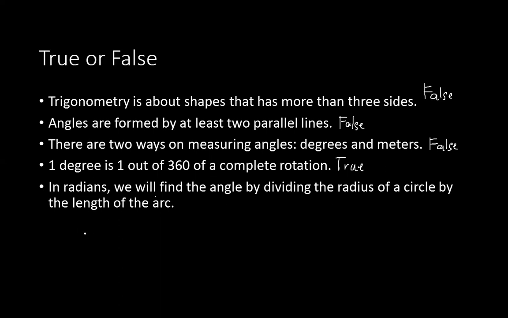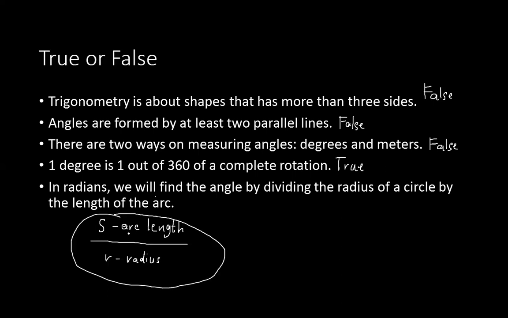Recall that if you want to find radians, all you need to do is divide S, the arc length, or length of the arc, by R, which is the radius of the circle. So when we say arc length divided by the radius, it should look like this, and that is how you find the radians. However, in this case, it's dividing the radius by the length of the arc.